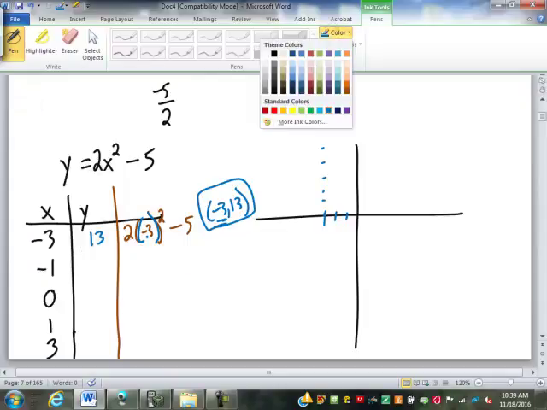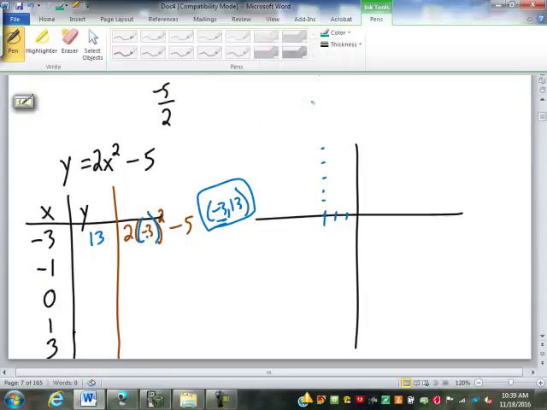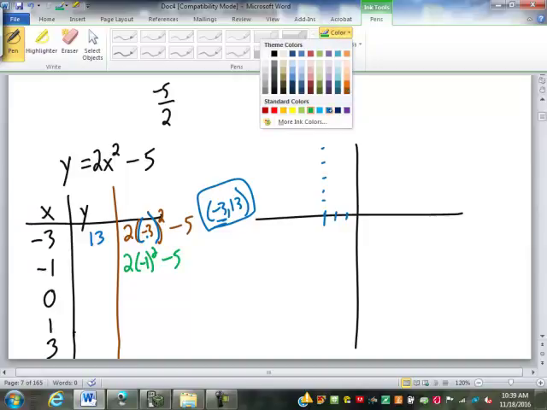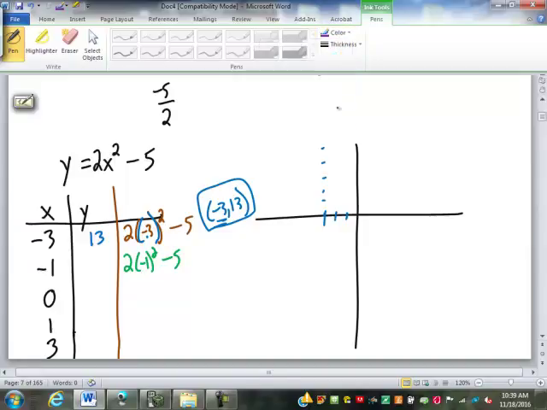If x is -1, y is going to be 2 times -1 squared minus 5. Well, -1 squared is 1. 2 times 1 is 2. Minus 5 is -3. So that gives us the ordered pair: if x is -1, y is -3. So -1, -3 is right there.